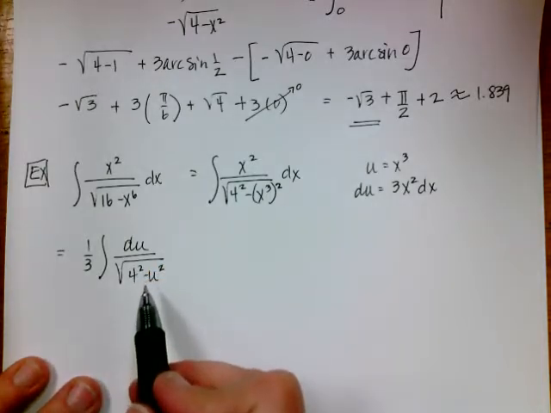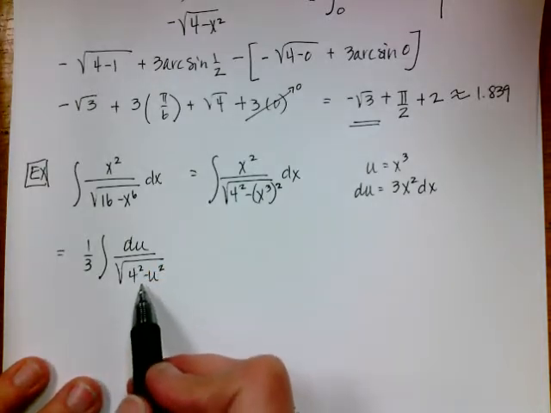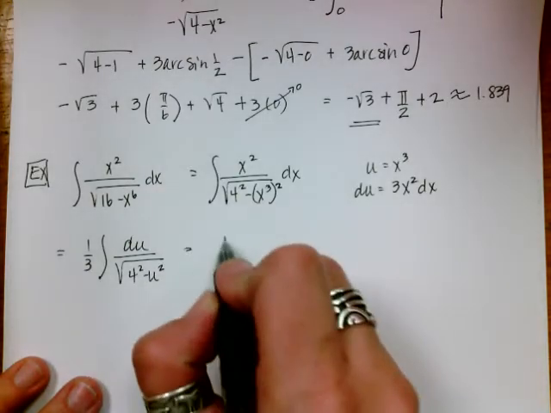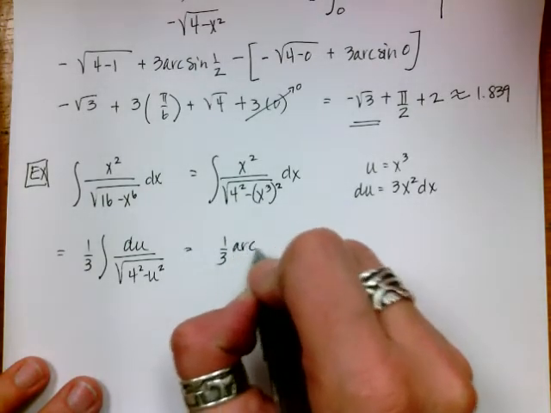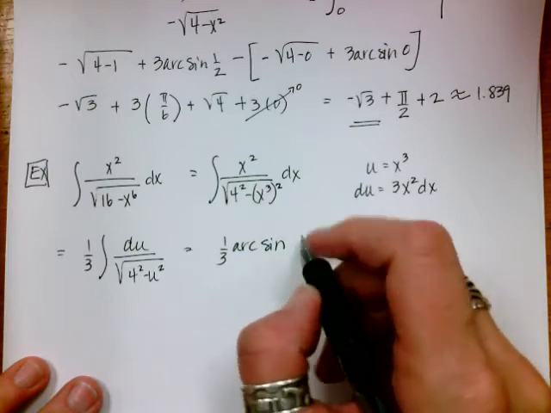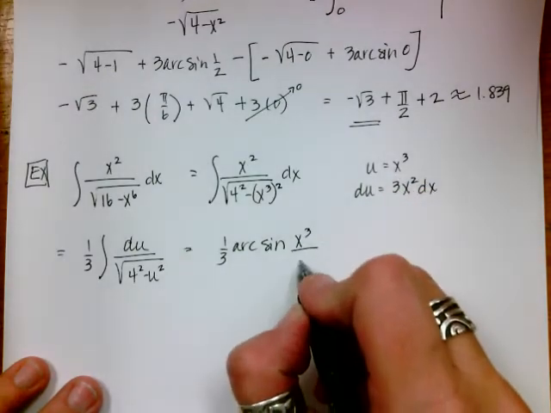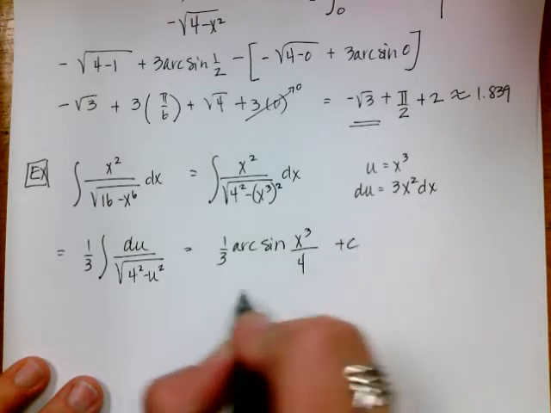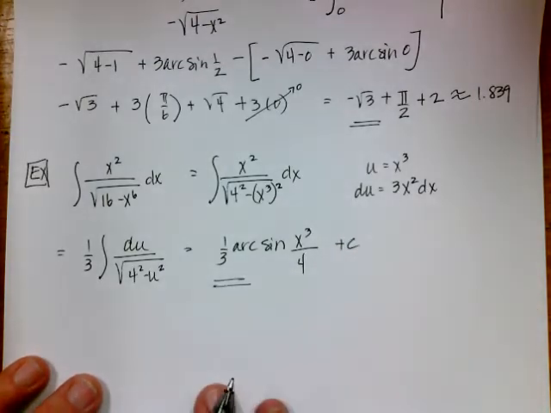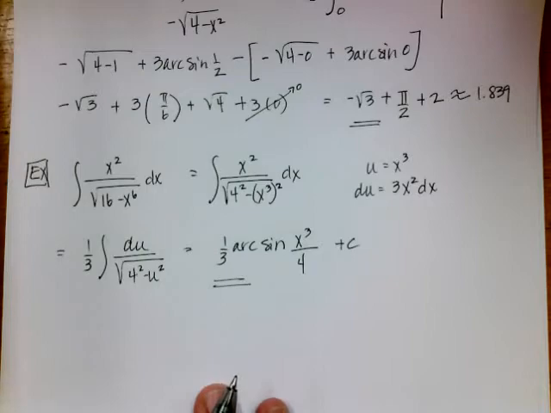And again, this is my arc sine one that I've done already. So that means this is going to be a third times the arc sine of u, x cubed, remember there's my u, over a, which is 4, and then plus c. So it's done. So that one was actually fairly straightforward. All right.